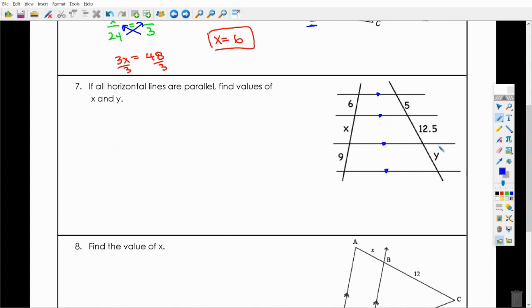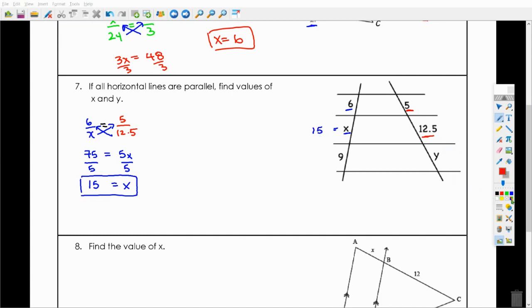Okay, so the next one here, all horizontal lines are parallel. You can put the triangles if you'd like, but you don't have to. So 6 and x here, 5 and 12.5. I'm going to put those as a ratio. So 6 over x is equal to 5 over 12.5. So cross multiply. And so divide by 5, divide by 5. You get 15. And so x is 15 here.